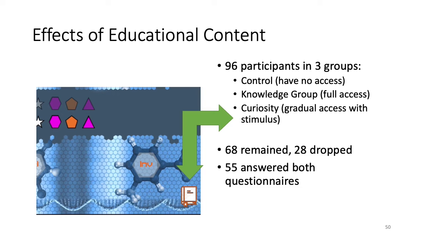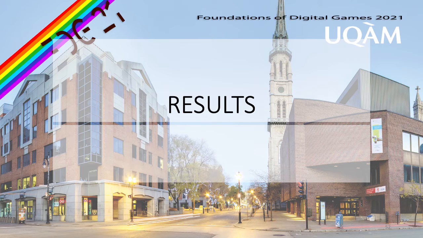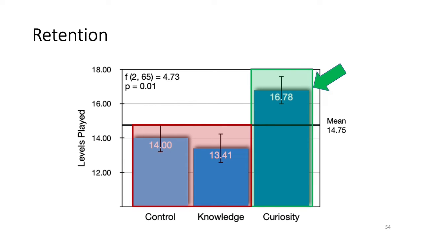28 participants dropped out before accomplishing all the tasks, resulting in 68 participants, almost evenly distributed. 55 participants answered both surveys. We measured retention by looking at the average number of levels played. As you can see, the curiosity group participants played more levels on average than the others. These differences were statistically significant.